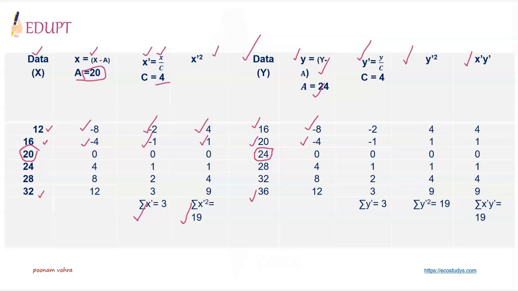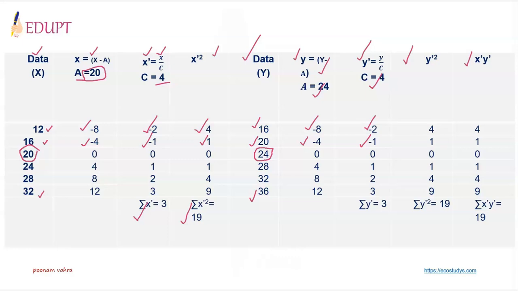Complete the series. Again, you need to find the common factor. Here also, we find the common factor is 4. So divide the deviation by the common factor to get deviation dash. So minus 8 divided by 4 is minus 2, minus 4 divided by 4 is minus 1, and so on.